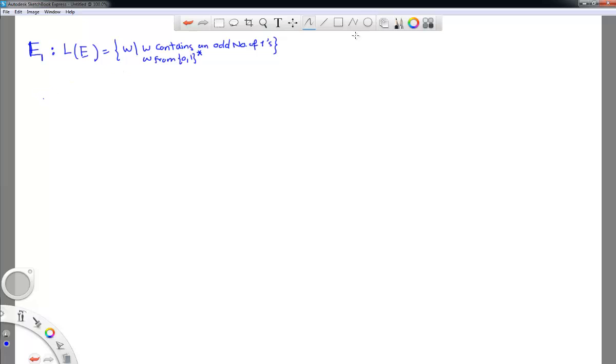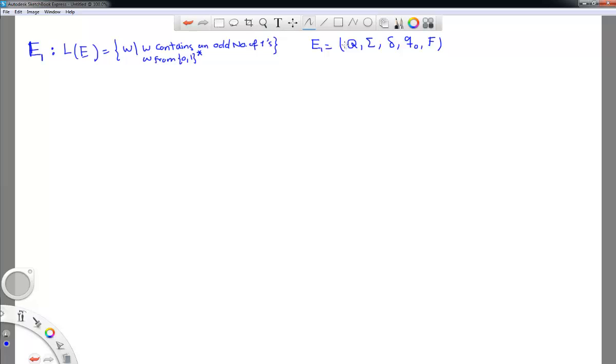So this A sub 1, of course, is a finite automaton. Formally, it will be defined as a 5-tuple (Q, Sigma, delta, q sub 0, F), where Q is the set of states, Sigma is the set of our alphabet, both are finite sets, delta is our transition function, which is from Q cross Sigma over to Q, q sub 0 is our start state, and F is the set of our accept states.